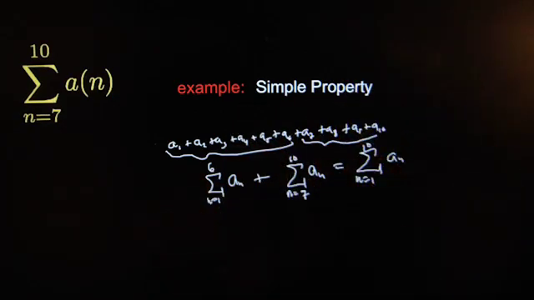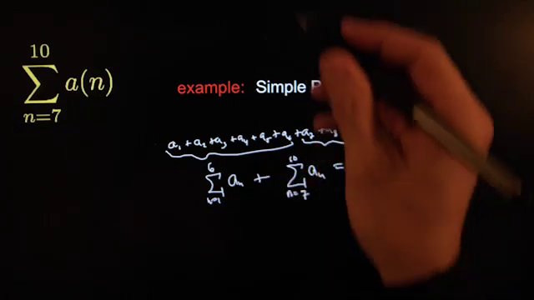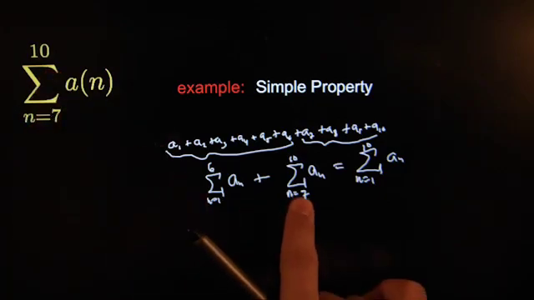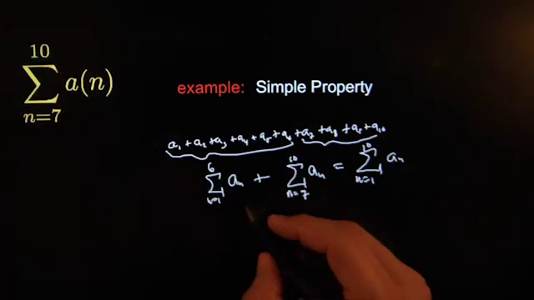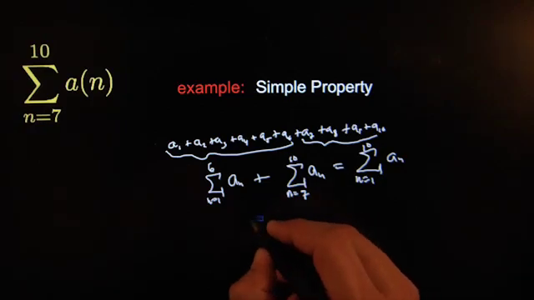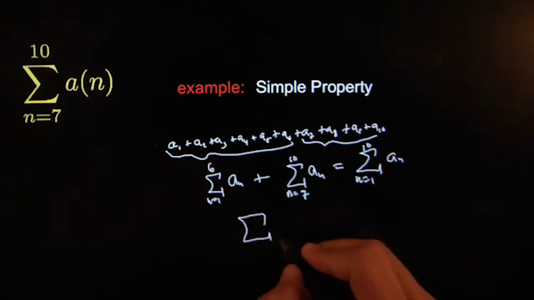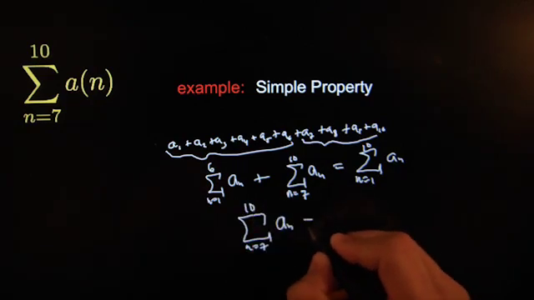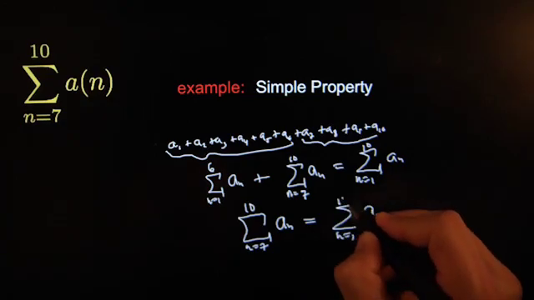But, wait, there's more. I could take this one and solve for it. After all, notice the connection here. This is the one I was looking for, the one from 7 to 10. I could solve for this one by moving this to the other side. And I get this very nice property. Whoa. There's a very nice property that says that all my A_n starting from 7 to 10 is the same thing as all my A_n starting from 1 and going all the way to 10.